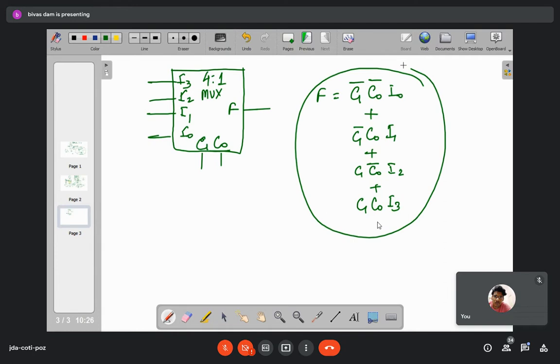This is the internal circuit of the multiplexer. What are the components involved there? 2 inverters, 4 3-input AND gates, and 1 4-input OR gate. That's the internal complexity. Now in our lab, we don't have the 3-input AND gates, nor do we have a 4-input OR gate.